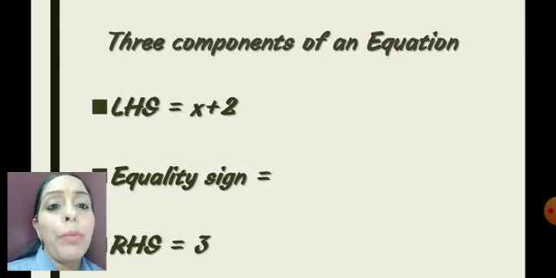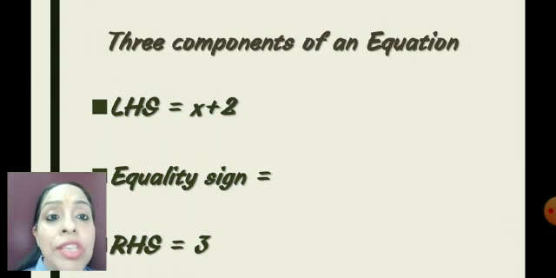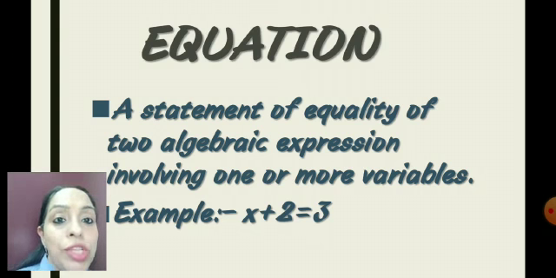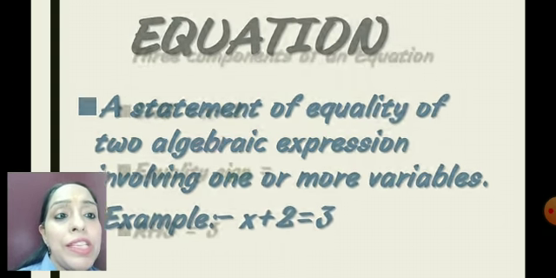Next are the three components of an equation. There are LHS, the equality sign, and RHS. What is LHS? LHS means left hand side, whatever is written on the left hand side of the equality sign. You can see here in x plus 2 is equal to 3, what is the LHS? Left hand side, that is x plus 2. There is the equality sign. And what is the RHS in this equation? That is 3, because it is written on the right hand side of the equality sign.